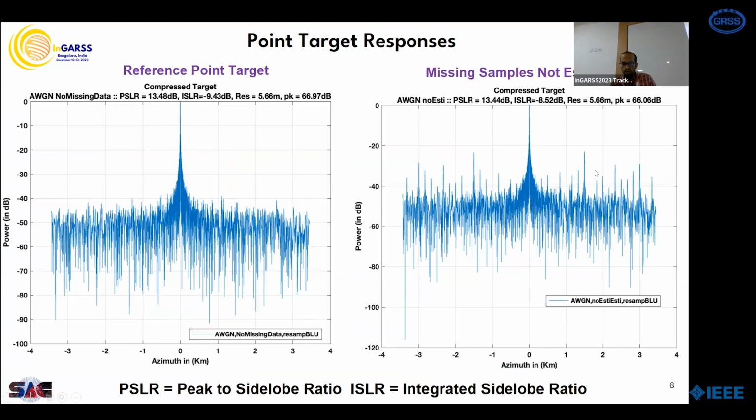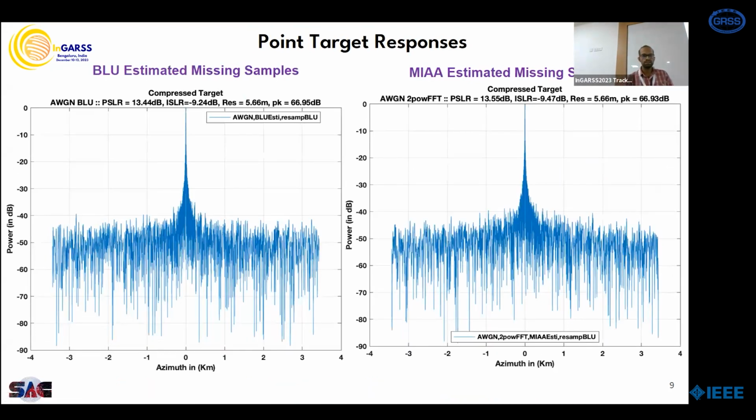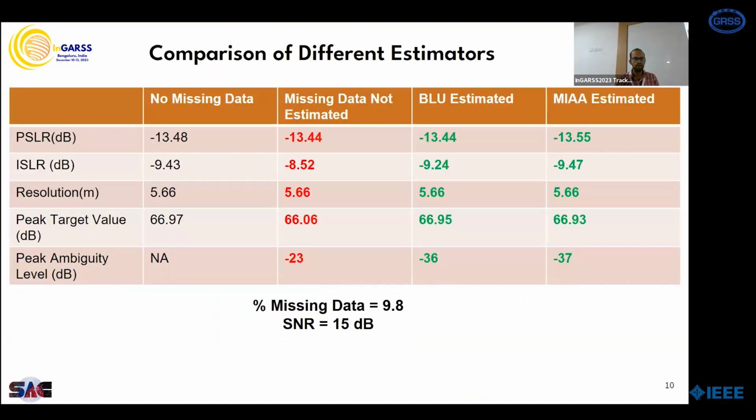And when you do not estimate missing samples, as you can see, ISLR has degraded, and these are ghost targets or ambiguities that are appearing. But when you estimate these missing samples using BLU and MIA, our results are comparable to the reference one. The comparative analysis of different estimators is here.